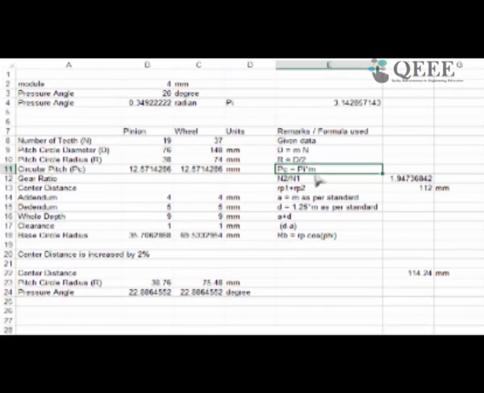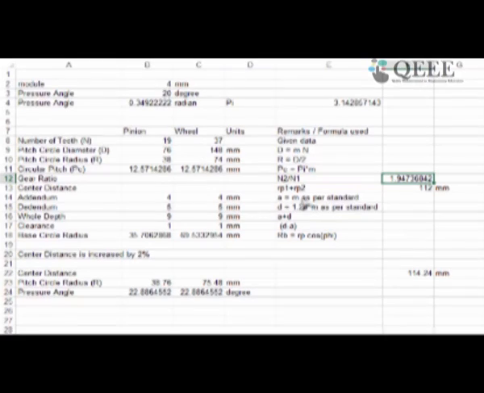Circular pitch is pi times the module. So therefore both the pinion and the wheel have the same circular pitch. Gear ratio is the ratio of the two diameters, which in turn is the ratio of the two numbers of teeth also. So that comes out as 1.947 in this case.